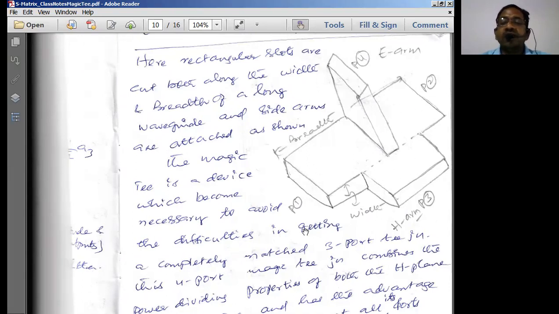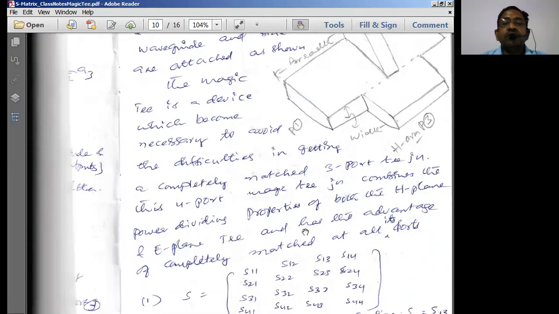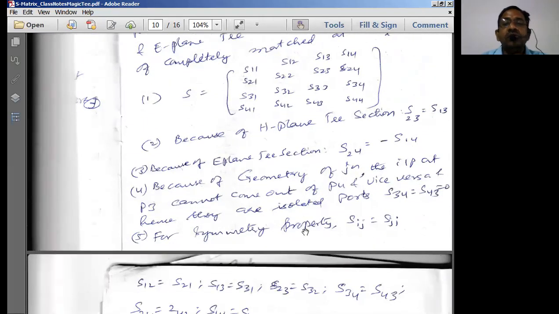Don't change the port numbers. Please keep the port numbers like this only, because if you change the port numbers, the entire derivation is going to change. So it is going to be a 4-port device, and we are going to have a 4 by 4 matrix. I can write the S matrix like this as a 4 by 4 generalized matrix. It has an H plane and an E plane, so the properties of H and E are going to be included here.